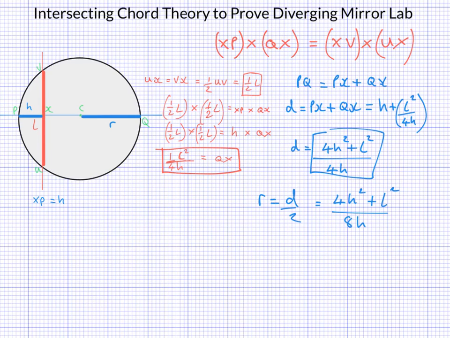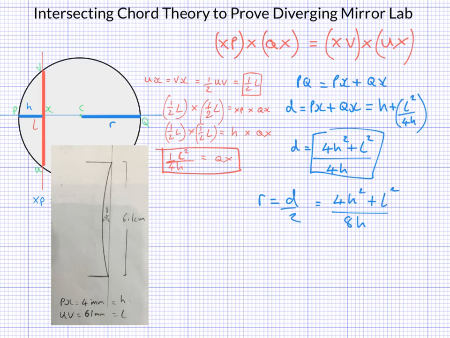Okay, now I need the measurements from my original diagram from our diverging lens lab. So here we have it. This is the hand-drawn tracing of the diverging lens that I used in our original diverging lens lab. And just using a ruler, I've got 6.1 centimeters or 61 millimeters to represent my L. And then this little gap in here I've got as 4 millimeters, and that's my H.